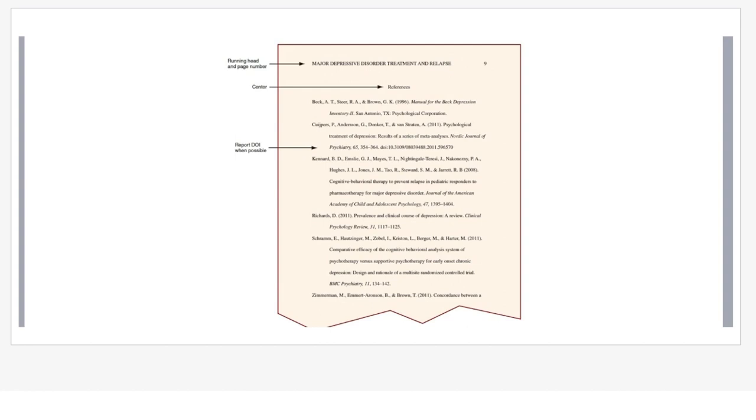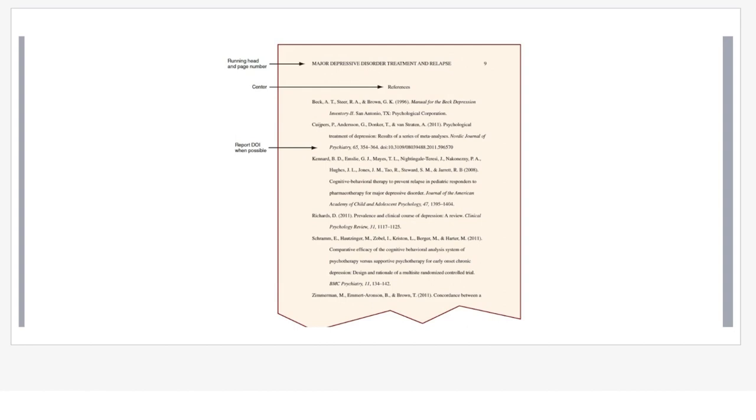Centered heading, not bolded. And then you see there, Beck, and then, oh my goodness, I can't pronounce that name, but it starts with a C. And then Kennard and Richards. You see that the B, C, K, R, S, they're in alphabetical order, right?